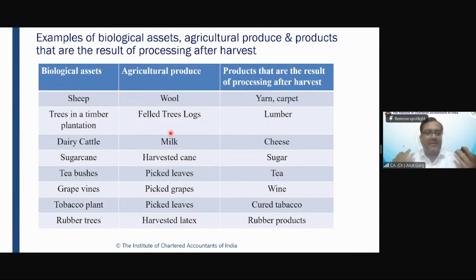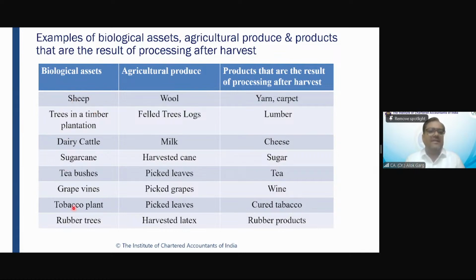Are you getting what I'm trying to say? And that is why items like biological assets and agriculture produce are dealt with by Ind AS 41, correct? It does not talk about cost. It talks about fair value, market value less cost to sell. So these are some examples given in the standard.